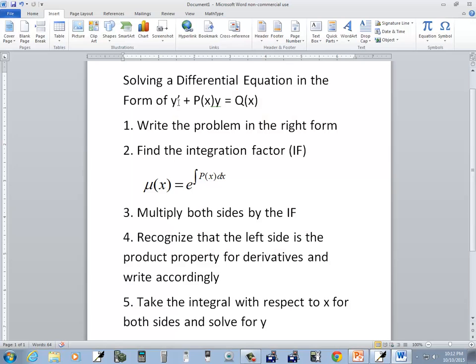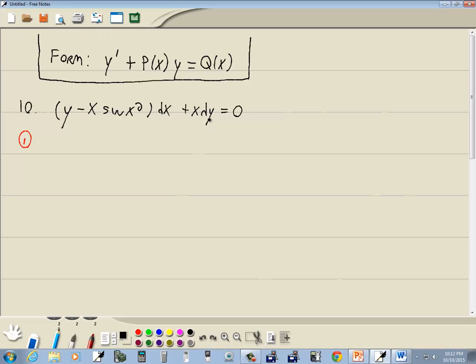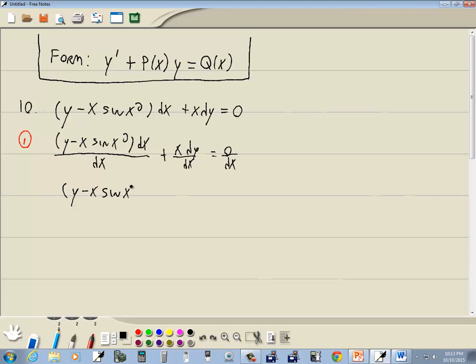Step 1, we need to put it in this form. Now remember, another way of putting y prime is dy over dx. So I need dy over dx. So I'm going to multiply or divide everything by dx to begin with. So I got y minus x sine x squared dx, divide that by dx, plus x dy, divided by dx, is equal to 0 over dx. So that gives us y minus x sine x squared, those dx's cancel, plus x dy/dx equals 0.